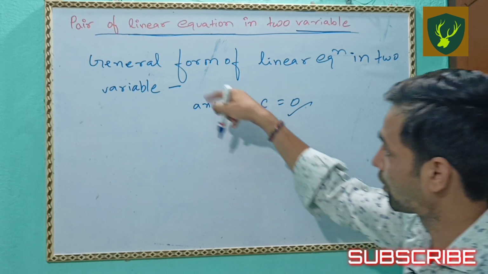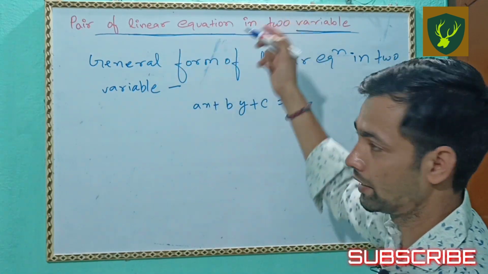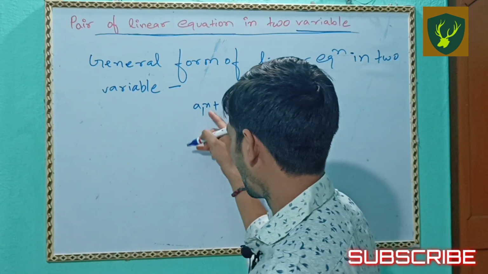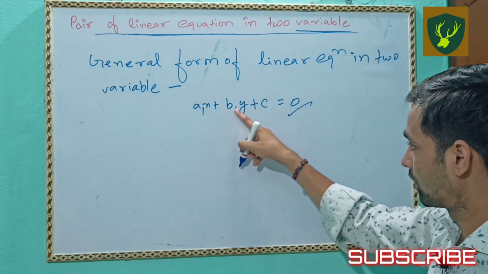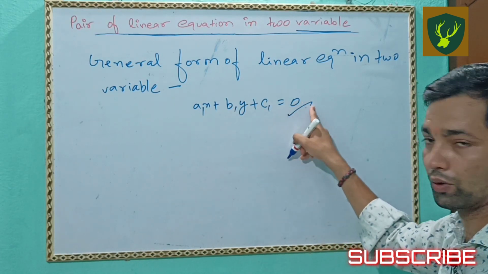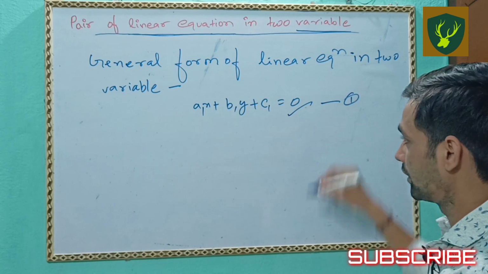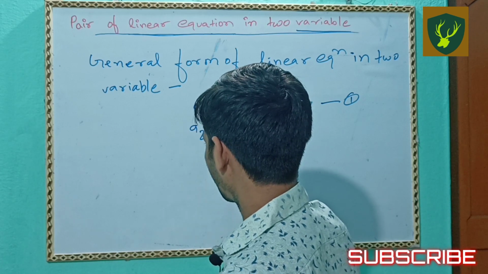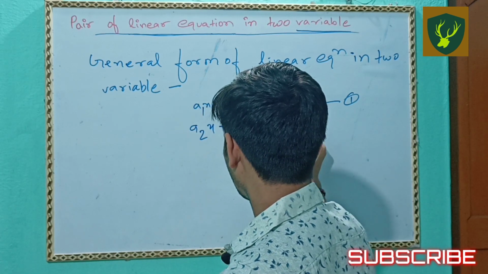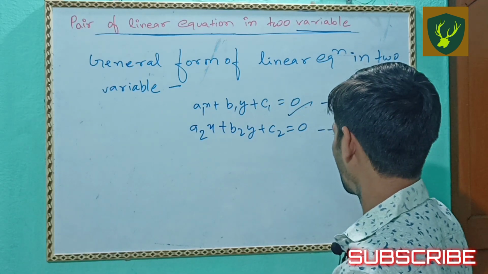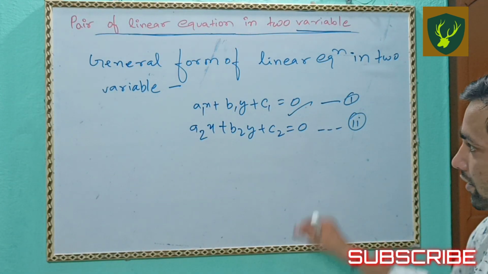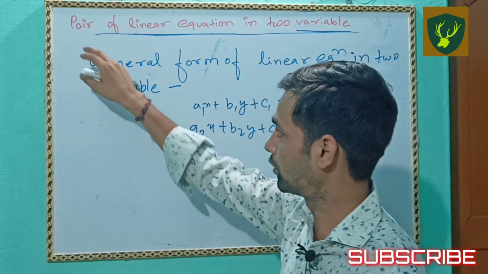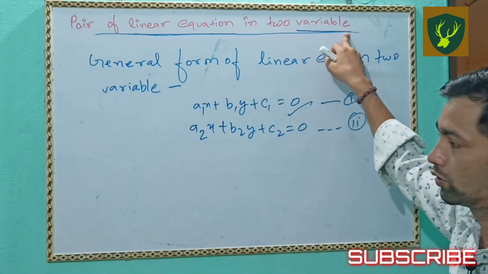If we are talking about a pair of linear equations in two variables, then both linear equations will be indicated as follows. The first linear equation is a1x plus b1y plus c1 equal to 0, and the second linear equation is a2x plus b2y plus c2 equal to 0. The combination of these linear equations will be known as a pair of linear equations in two variables.